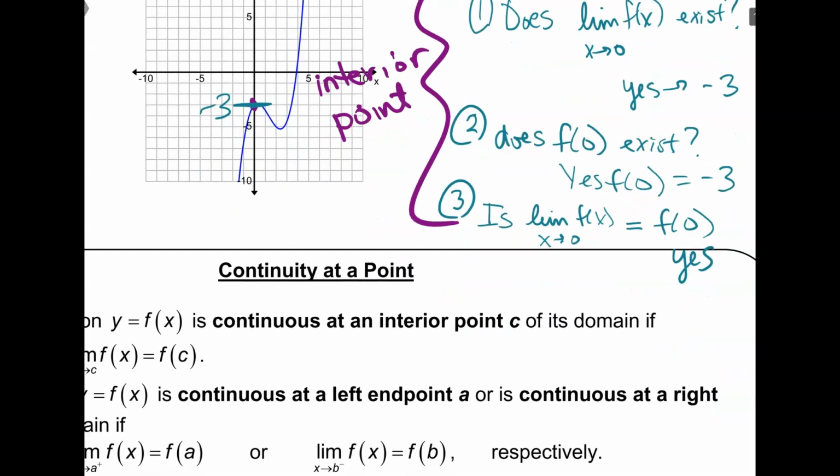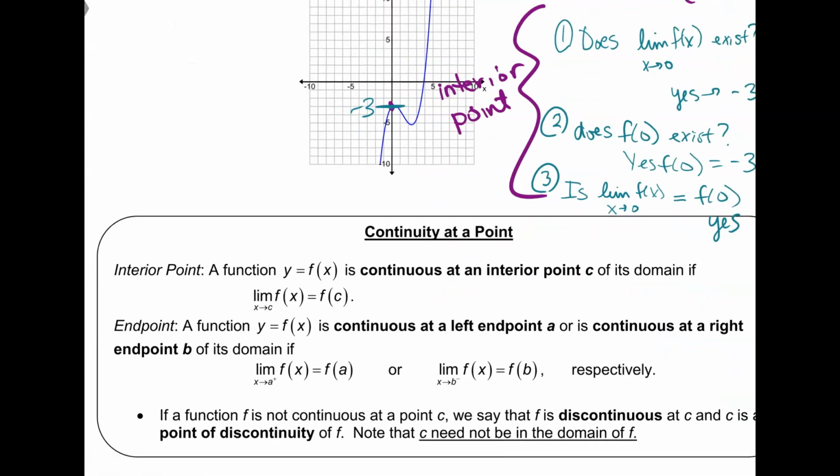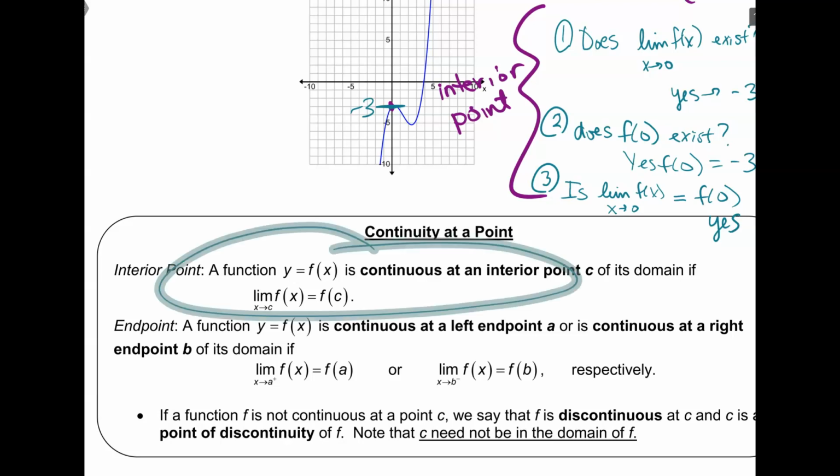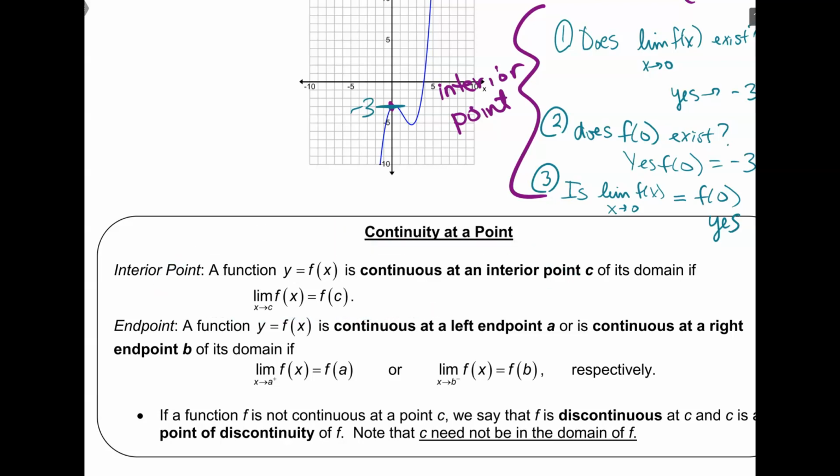All right, so continuity at a point. If I have an interior point, it's continuous if the limit as I approach the number is the same thing as the function value. So I broke it down into like 3 steps, but that's what this right here is talking about. For an interior point, I have to make sure that the limit at that point is the same thing as the function value. Am I approaching the same number as what the function is?